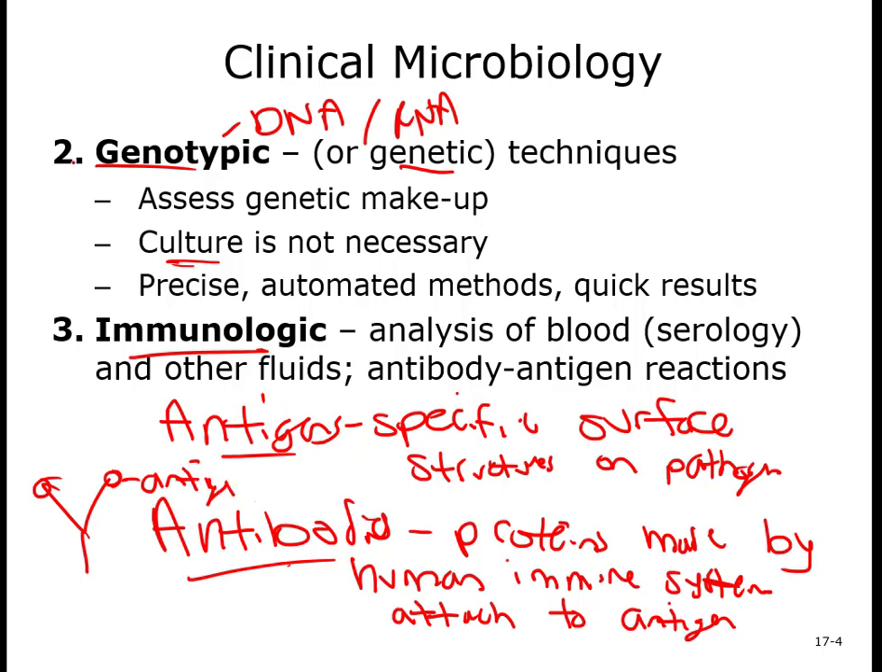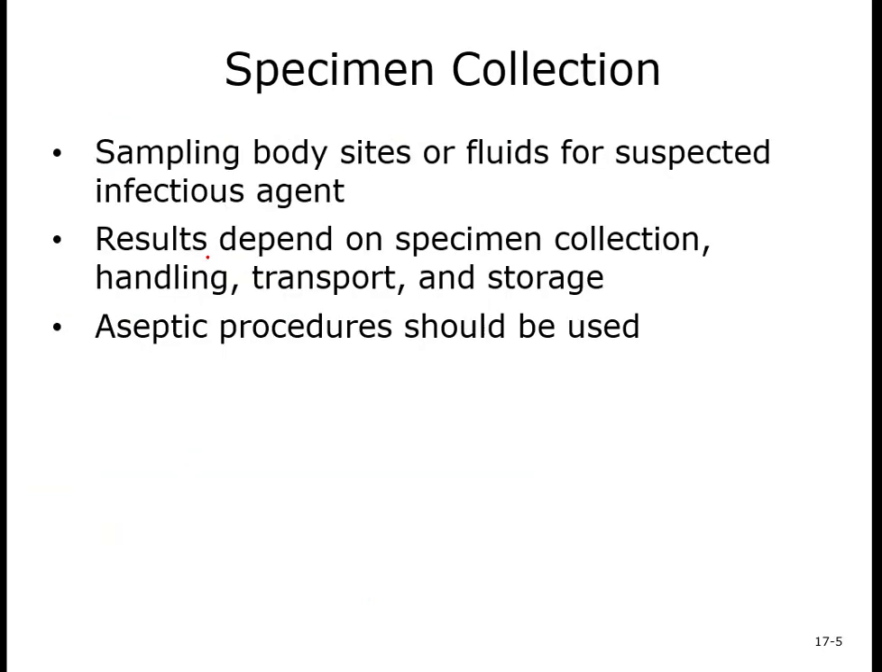So both genotypic and immunologic testing are very frequently used. They're very fast, rapid, and they're much more specific in identifying the pathogen than phenotypic methods. Also, these two groups of methods can be used for identifying viruses, as well as bacteria, eukaryotic microbes, pretty much everything. One of the most important things to consider is when you collect the actual specimen for examination.